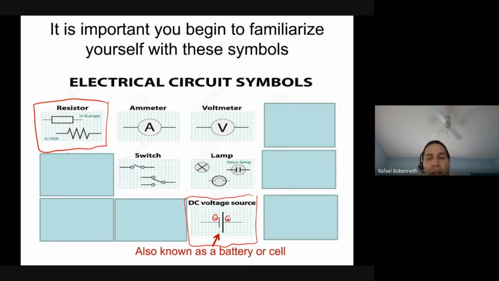We have switches here. I think those are self-explanatory, just like a light switch in your house. If it's open, it means no current is flowing. If it's closed, that means the conditions are there for current to flow. Lamps.